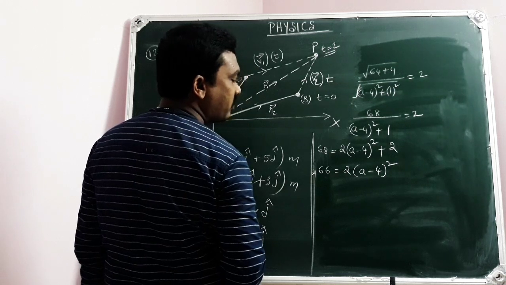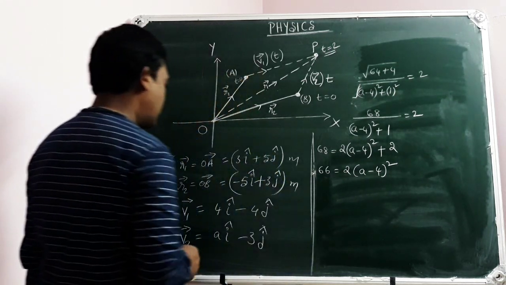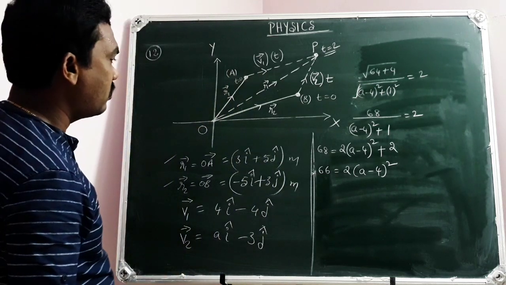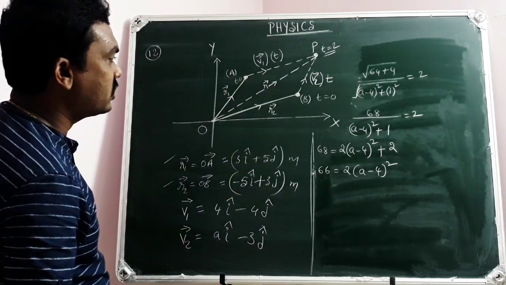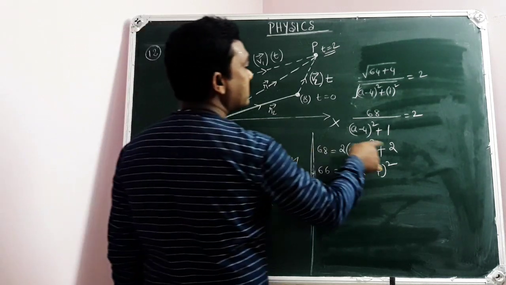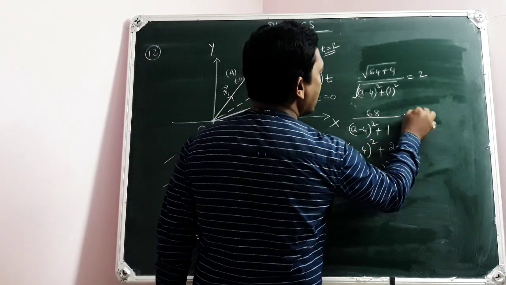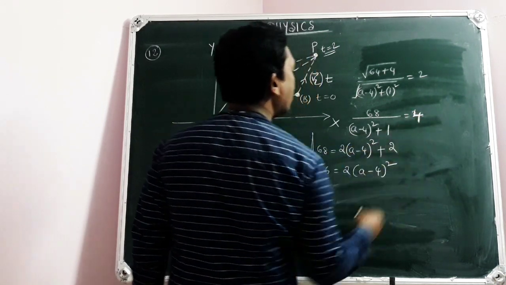66 by 2 will be how much? Once check the calculation part. 8 8s are 64 and 2 2s are 4, 68. And here it is 2 times of (a minus 4) whole square plus 2 ones are 2. One minute, here on squaring, 2 2s are 4. This will be 4 here.